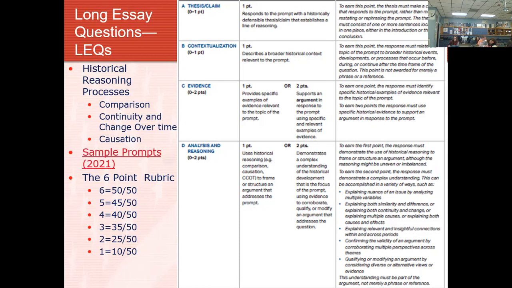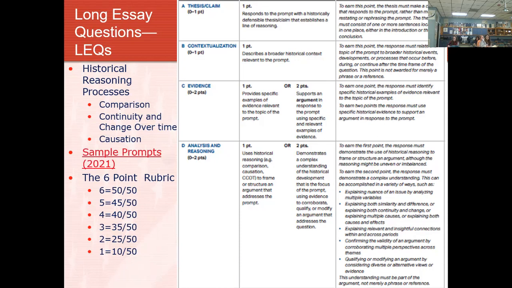All right. Then we get into these next ones. So the easiest point to get in an essay is the C1. Provide specific examples of evidence relevant to the topic of the prompt. Okay. The word example, singular, plural. So how many examples do you give? At least two.